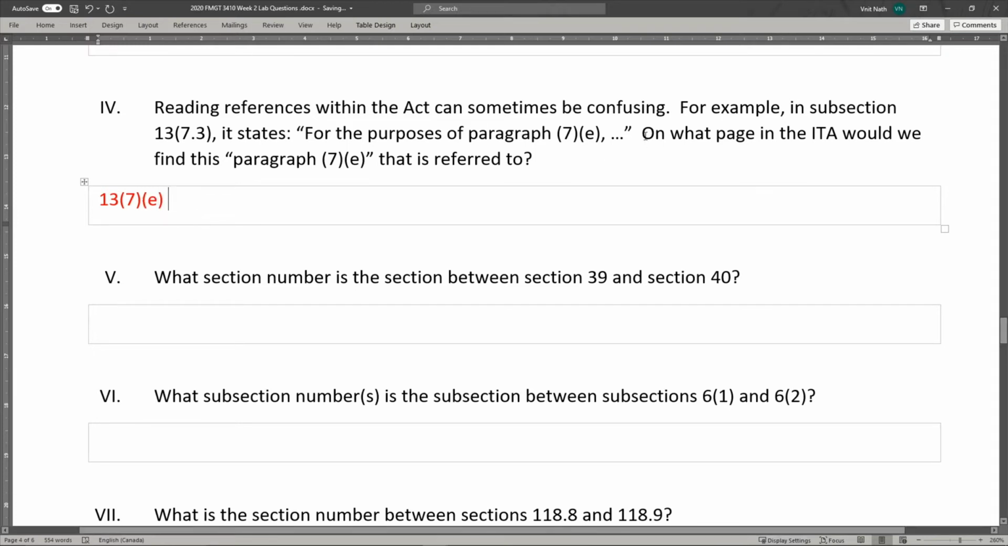But we're not done. It specifically asks us on what page in the ITA we would find this paragraph 7e that is referred to. Well, now that we know it's not some random 7e, it's section 13, subsection 7, paragraph E, we can go find the page. The answer will be different depending on what version of the Income Tax Act you're looking at, but that's the way to go and find it.